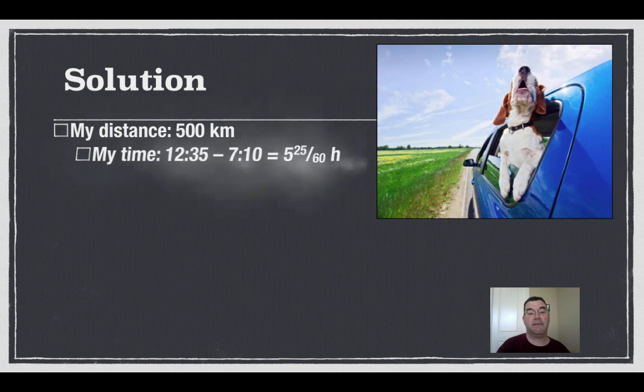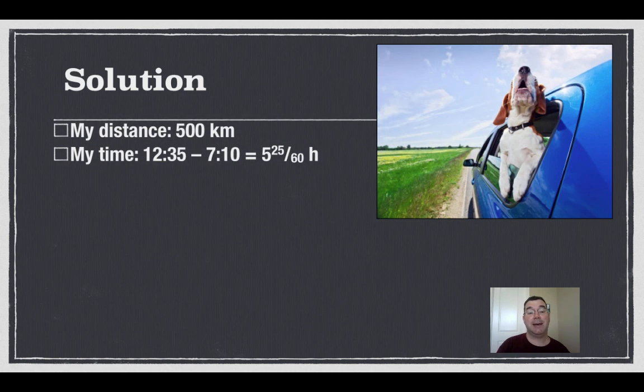My distance was 500 kilometers. Now to figure out my time, I take my end time and I subtract my start time. So that's 12:35 minus 7:10. So that's 5 hours and 25 minutes, which is 5 hours and 25 sixtieths of an hour. So that's how I wrote it.